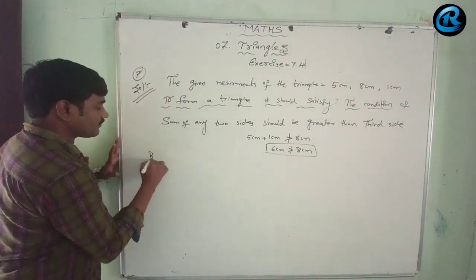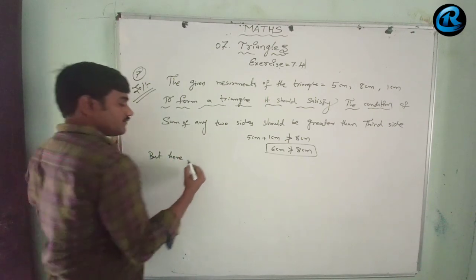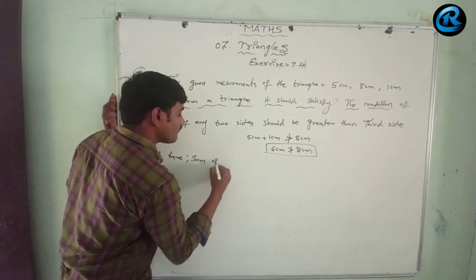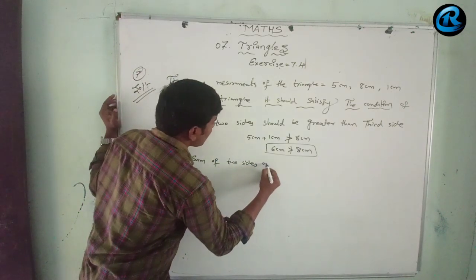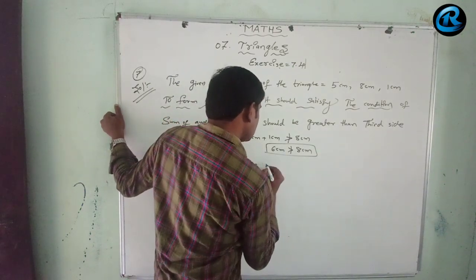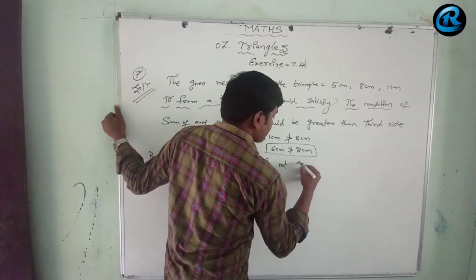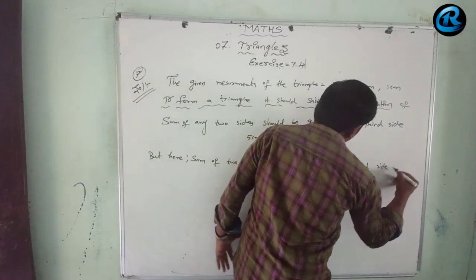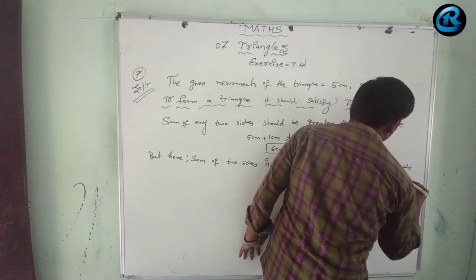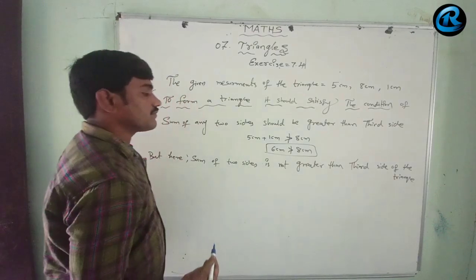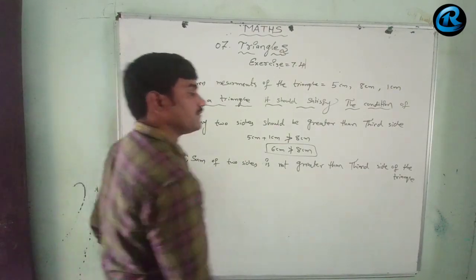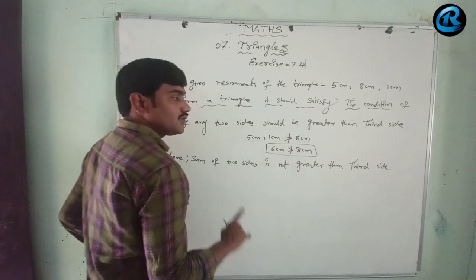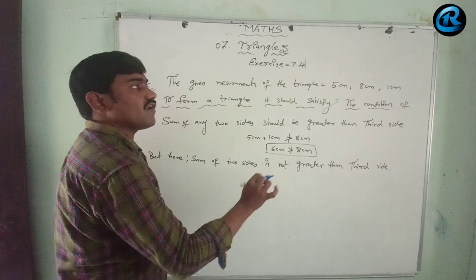But here, with the given measurements, the sum of two sides is not greater than the third side of the triangle. Sum of any two sides of the triangle is not greater than the third side. So sum of any two sides should be greater than the third side, but it is not greater than. So with the given measurements, we cannot form a triangle.